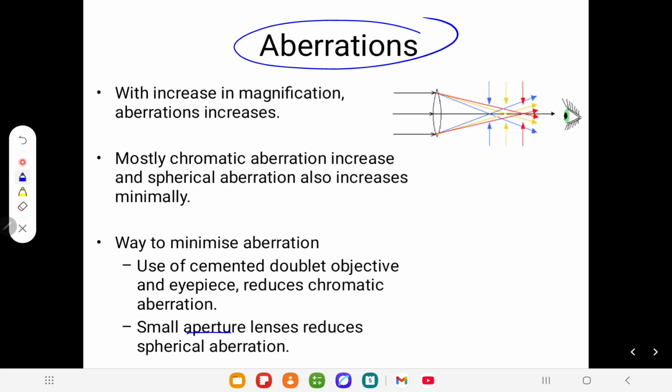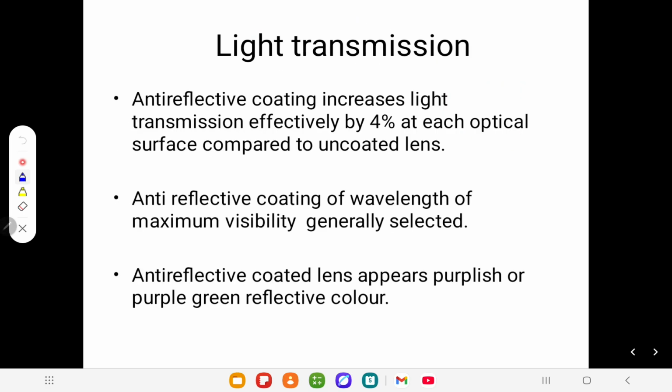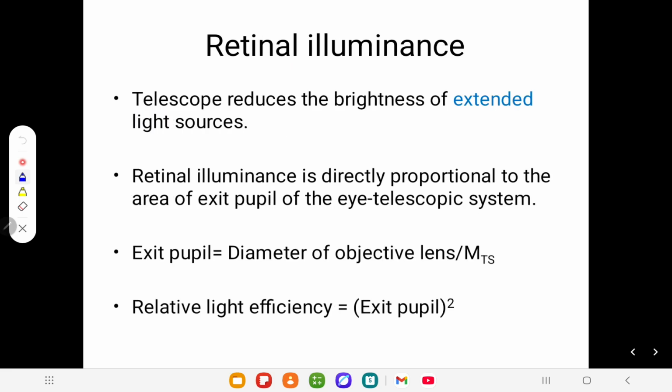I'm not going to go deep because I'll definitely make one large video for aberration. I think I'll cover aberration in 4 or 5 videos. So let's move further. Light transmission. So we will use anti-reflection coating, and just pause the video and read all the things. Retinal illumination, as I have already discussed, because the exit pupil lies outside of the system, retinal illumination is far better in case of Kepler telescope.